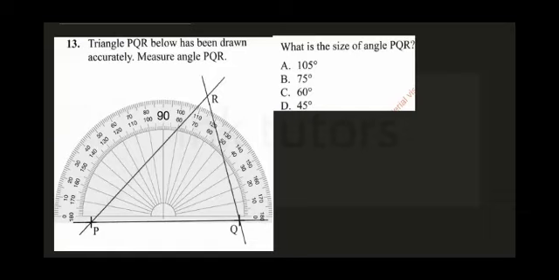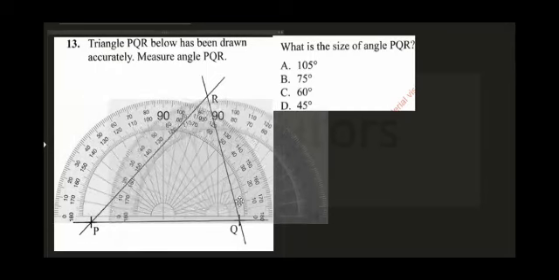Now question 13 says, triangle PQR below has been drawn accurately. Measure angle PQR. What is the size of angle PQR? Now this is P, and this is Q, and this is R. Now it is exactly this angle here that we are trying to measure.